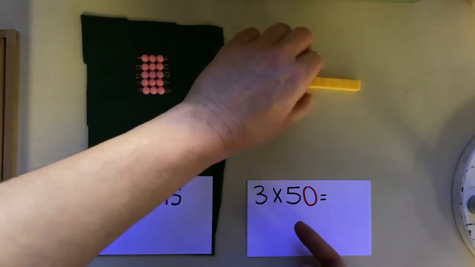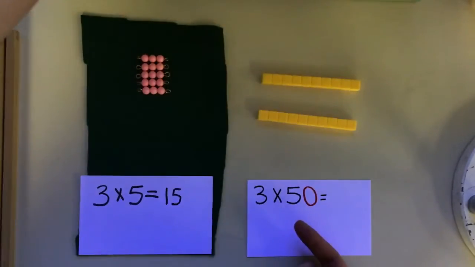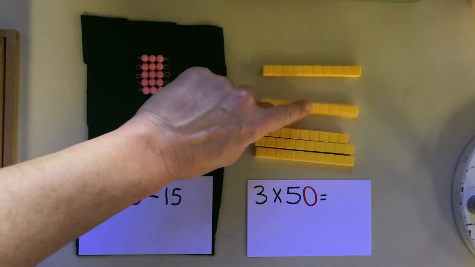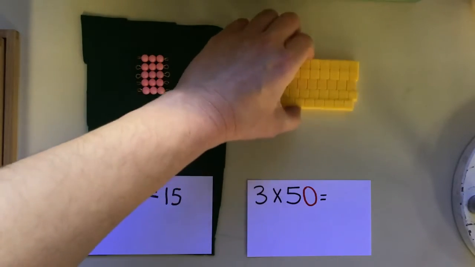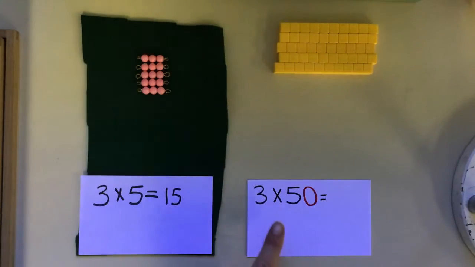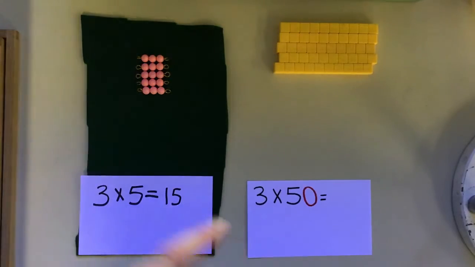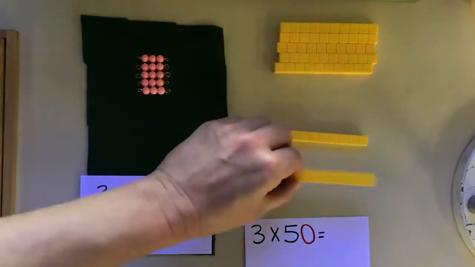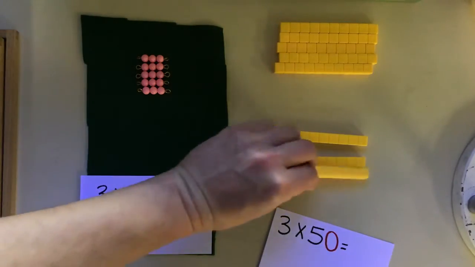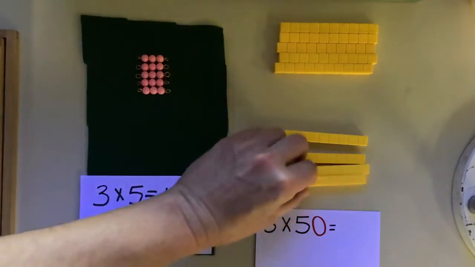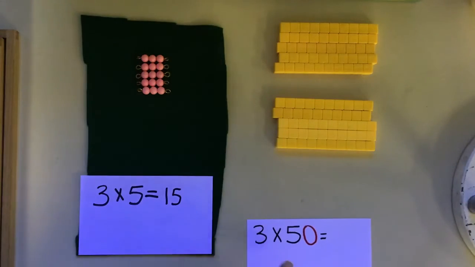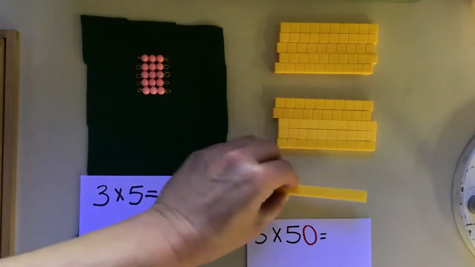So this is 1 10, 2 10s, 3 10s, 4 10s, and 5 10s. So 10, 20, 30, 40, 50. There's 50 taken once, but we need to do that 3 times. So let's do that again. Help me count. 1, 2, 3, 4, 5. Okay, there's 50 taken twice. And last time, help me count.